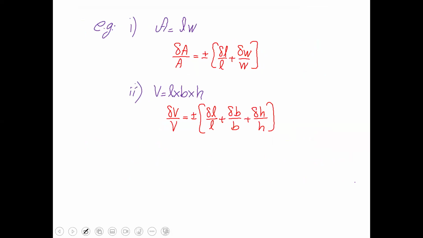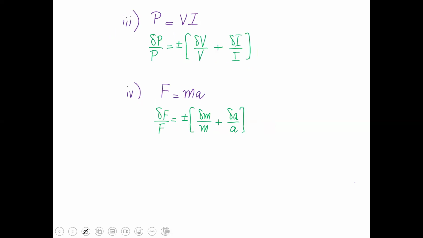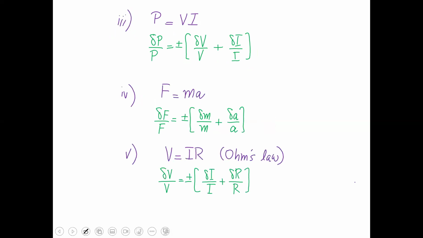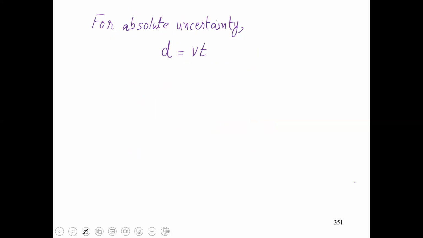Look at these two examples. Area is equal to length into width. Volume is equal to length into breadth into height. Power is equal to VI and F is equal to MA. All these types of formulas are to be converted into fractional uncertainty.